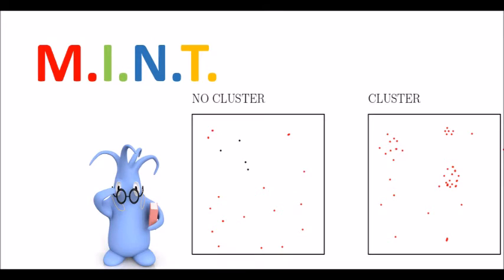On this picture, you can see a no cluster and a cluster picture. The no cluster shows randomly distributed particles in an area or in a matrix, whilst in the cluster picture, you see some agglomerates, some cumulation of particles.